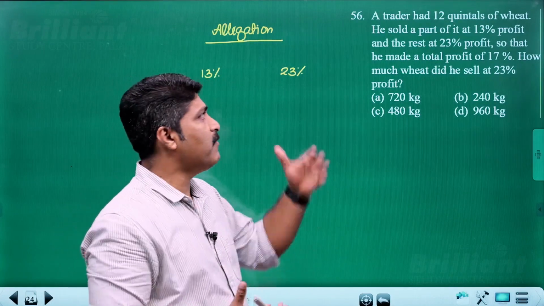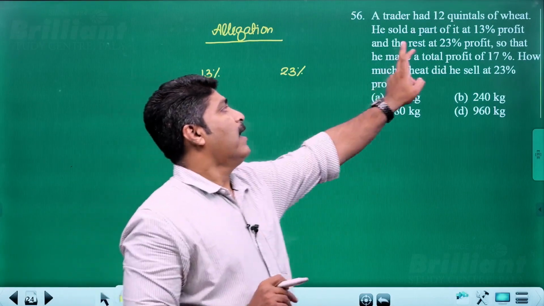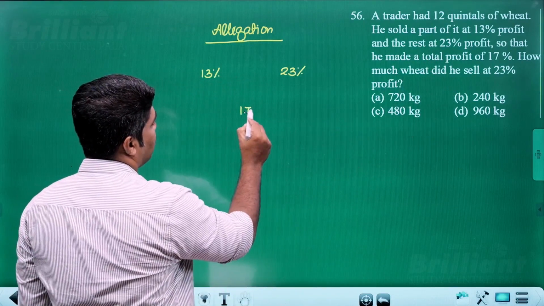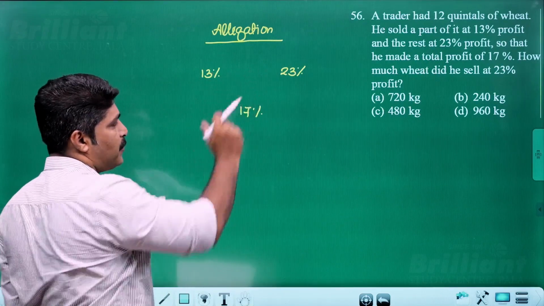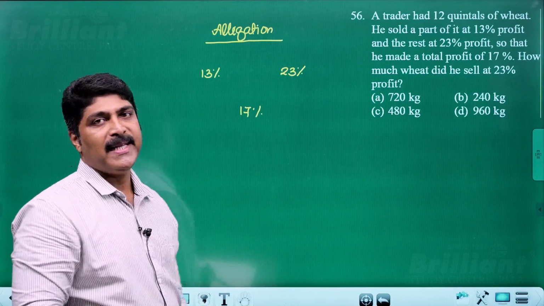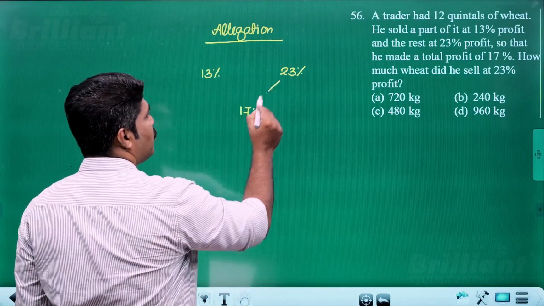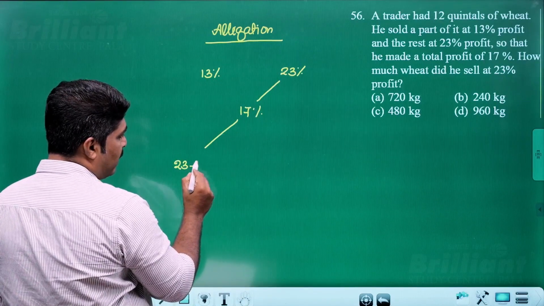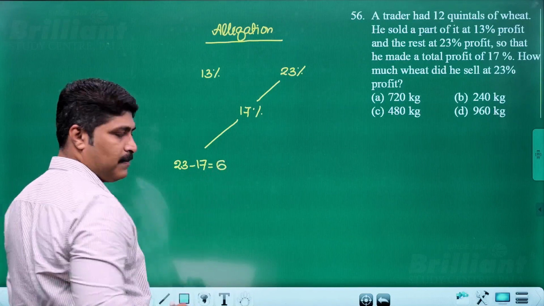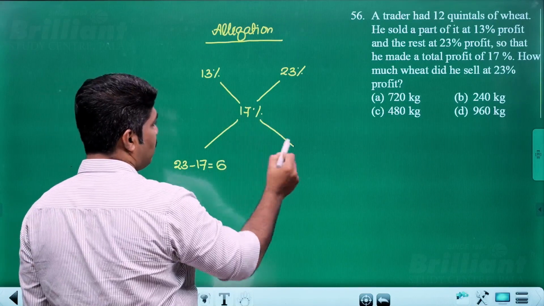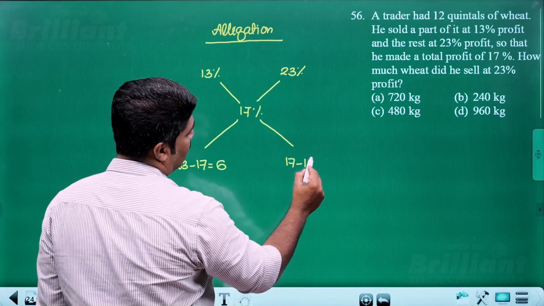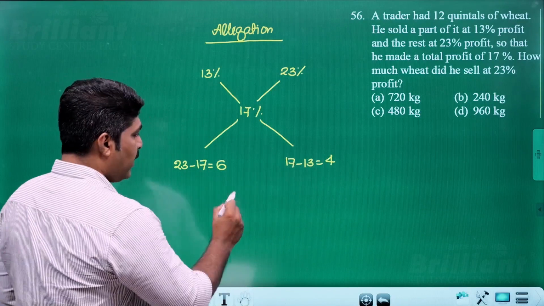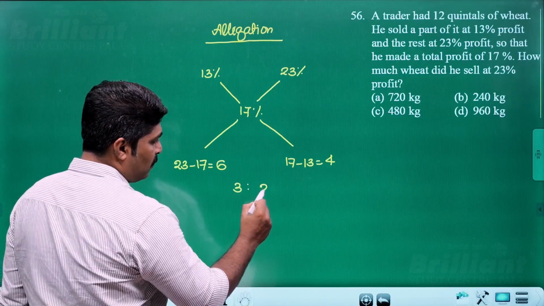Then after that, we can think about the quantity distribution here. When we mix these two profits, we will get a net profit of 17%. You just write down that's the middle of these two values. So this is the first step of alligation. Then you just write the differences diagonally. Here, 23 minus 17, that's equal to 6. Take this difference: 17 minus 13, that's equal to 4. So these two values, 6 and 4, we can write in the ratio 3:2.